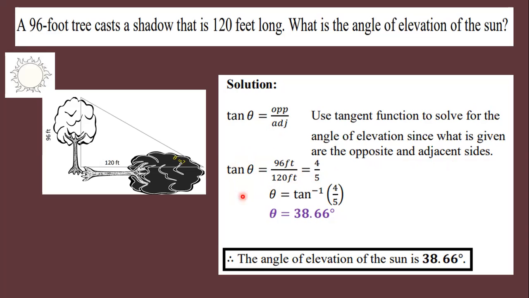We need to divide it by tangent, and theta is equal to tangent raised to the power of negative 1 times the quantity 4 over 5. That's the same explanation as before. Tangent raised to the power of negative 1 is just equal to 4 over 5 as our numerator and tangent as the denominator. But in your calculator, you can press Shift Tan, that's tangent negative 1, and then place 4 over 5 after it. You will get 38.66 degrees. The angle of elevation of the sun is 38.66 degrees.